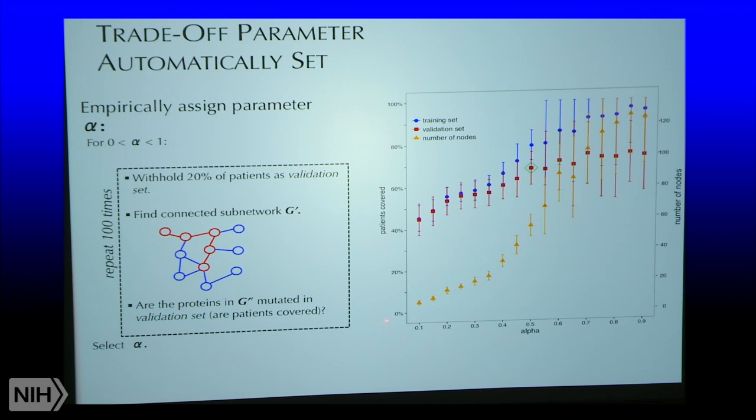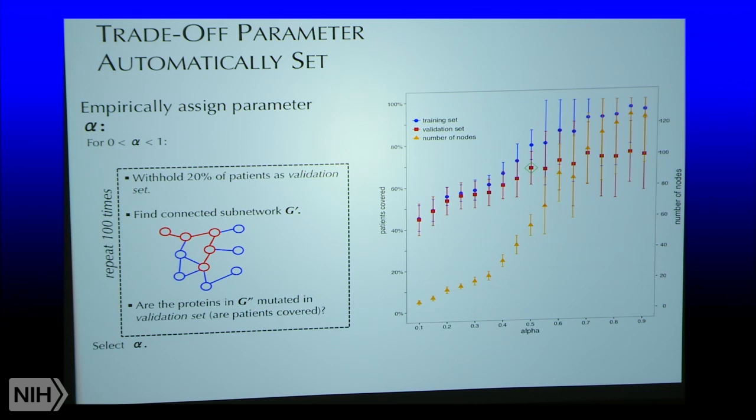So what happens is you vary alpha from 0 to 1, and you look to see what fraction of the time the individuals that you're looking at have a mutation in the subnetwork that's being output by the greedy procedure in both your training set, that's shown here in blue, that's 80% of your data, or in your validation set, the 20% that you left out. And where these two curves start to diverge, you're spending too much time trying to explain the cancers of all the individuals in your training set, and you're overfitting to your data.